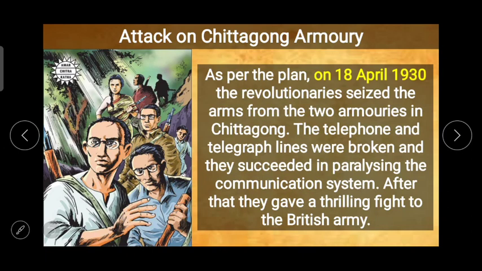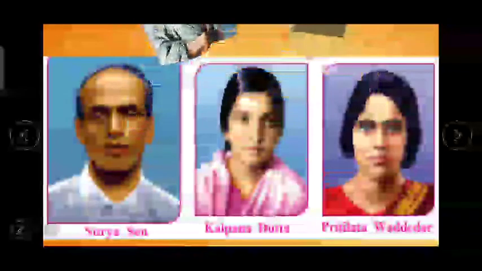you can see on the screen, on 18th April 1930, the revolutionaries seized the arms from the two armories in Chitgaon. The telephone and telegraph lines were broken, and they succeeded in paralyzing the communication system, and after that they gave a thrilling fight to the British army. Now in this fight, what happened?